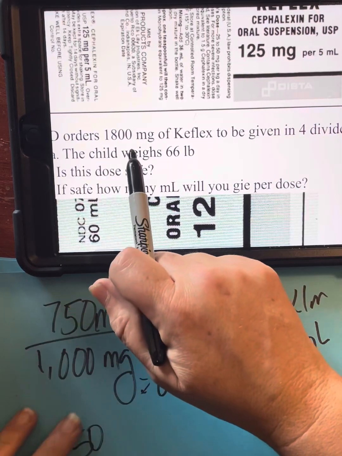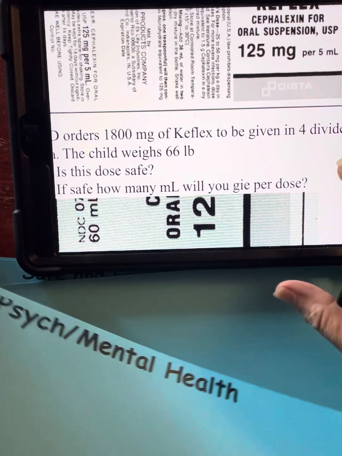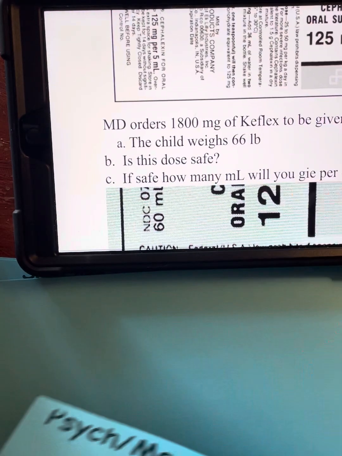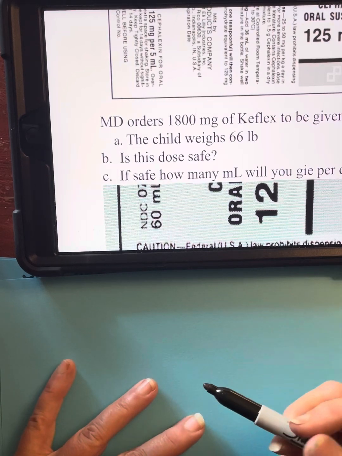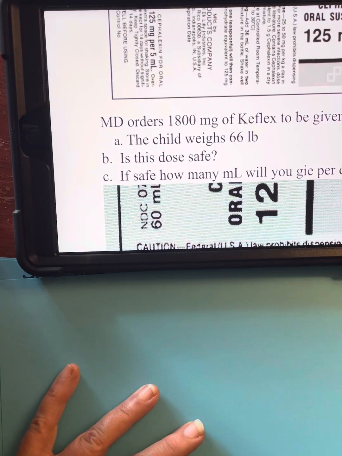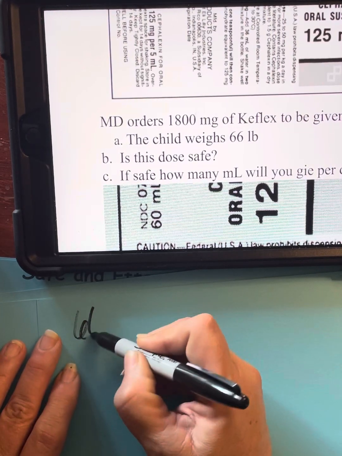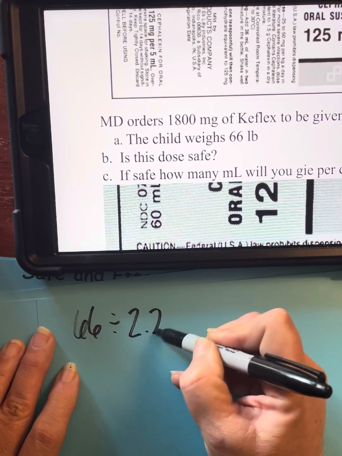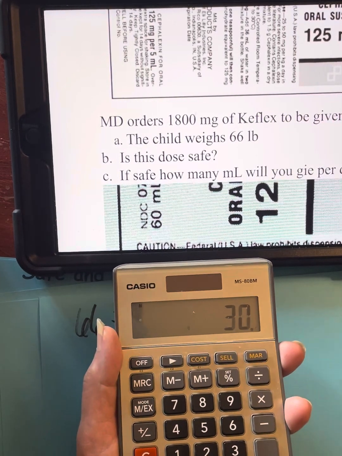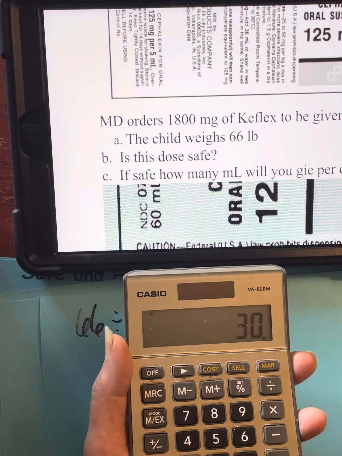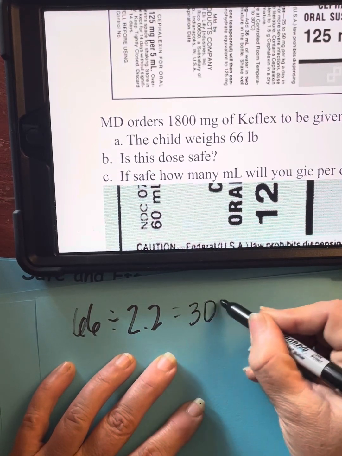So, the doctor orders 1,800 milligrams of Keflex to be given in 4 divided doses. The child weighs 66 pounds. So look, right out the gate, you know we've got to convert that weight. So 66 divided by 2.2 equals 30. Thank God it's a whole number. Equals 30 kilograms.